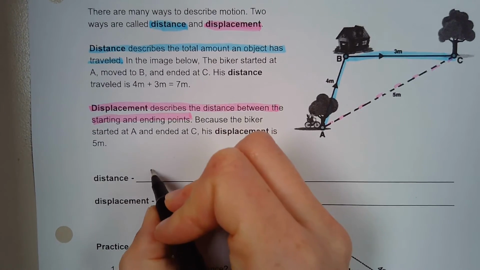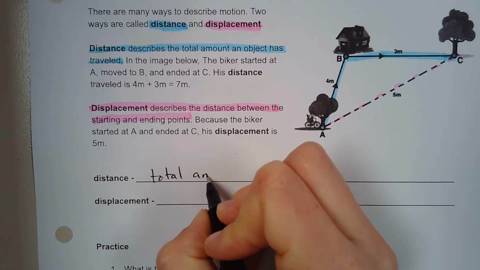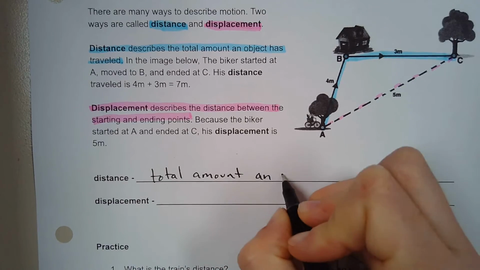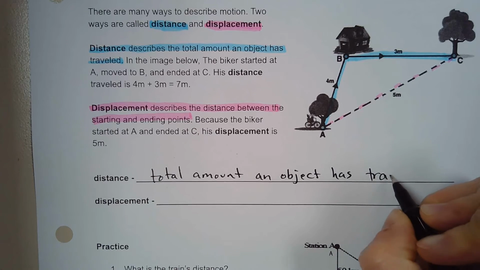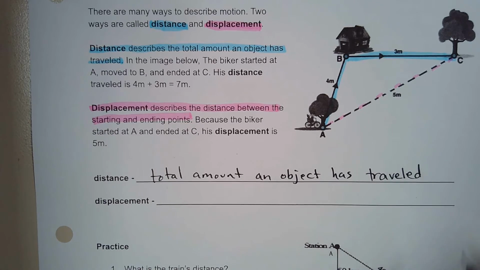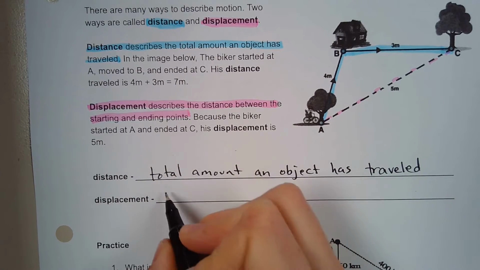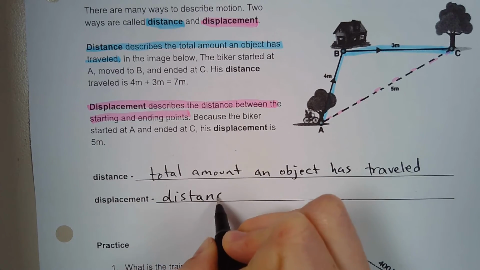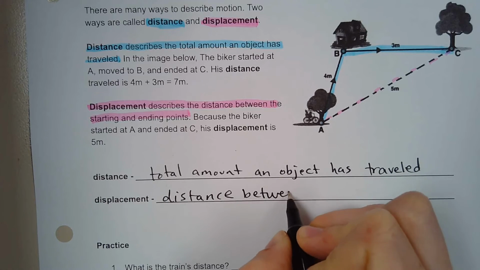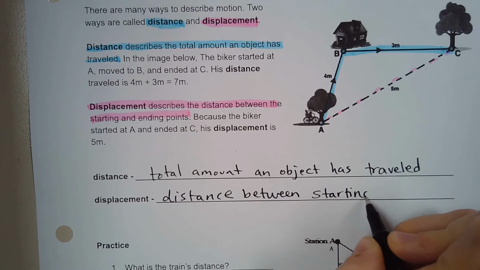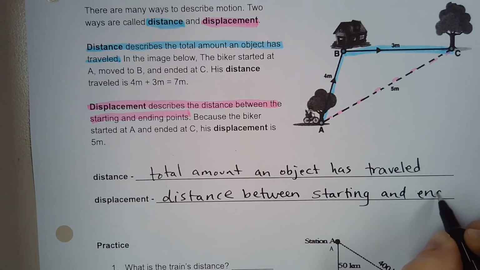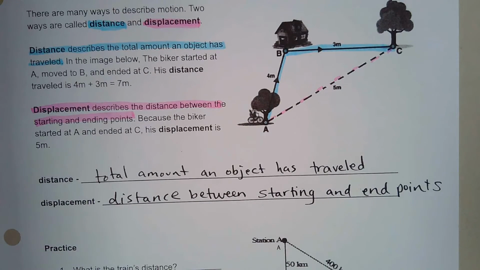Distance is the total amount an object has traveled. It's the whole path. Displacement describes the distance between starting and ending points. So those are our two definitions that we're working with.